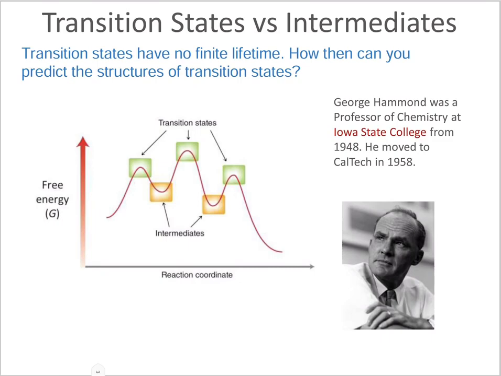So we said that the transition states only exist for a very short time, and that we cannot isolate them. So how can we predict the structure of the transition state based on an understanding? Well, this theory was developed by George Hammond, who was a chemistry professor at Iowa State University.